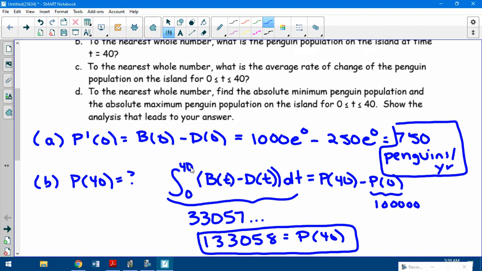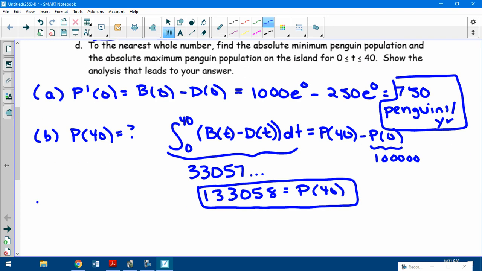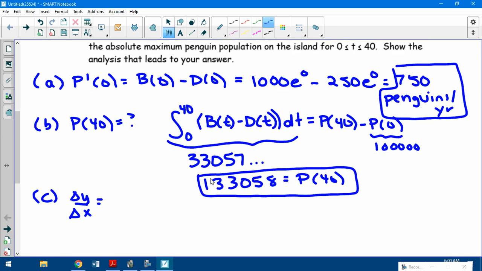Okay. Now for part C, there's two ways to do it. To the nearest whole number, what's the average rate of change of the penguin population on the island between 0 and 40? So first off, average rate of change means slope. Slope of what? Slope of the penguin population. So slope of the penguin population literally means slope, change in y over change in x, over an interval between 0 and 40 of the population. So that'd be the population at 40 minus the population at 0, all over 40 minus 0.